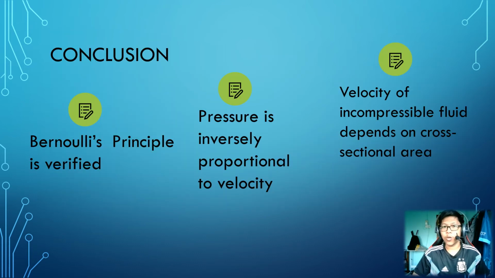Finally, we move on to the conclusion part, which consists of 3 points to conclude our experiment. First, Bernoulli's principle is verified, which means throughout the experiment, we follow Bernoulli's principle. Second, we know that the pressure is inversely proportional to velocity, which means the higher the velocity, the lower the pressure. And finally, the velocity of an incompressible fluid highly depends on the cross-sectional area of a tube, which means the lower the cross-sectional area, the higher the velocity.